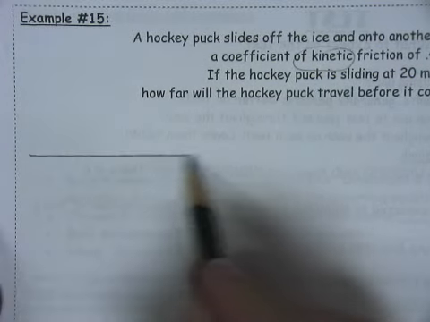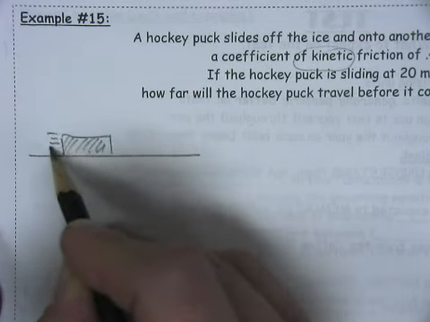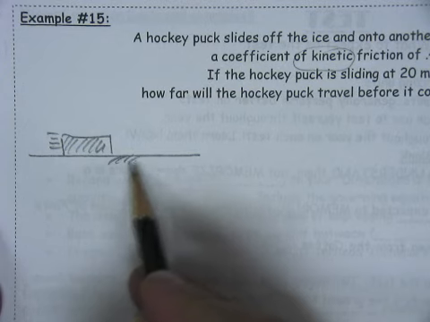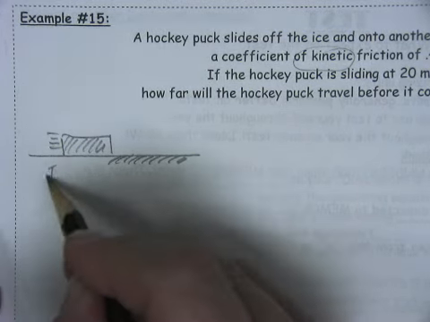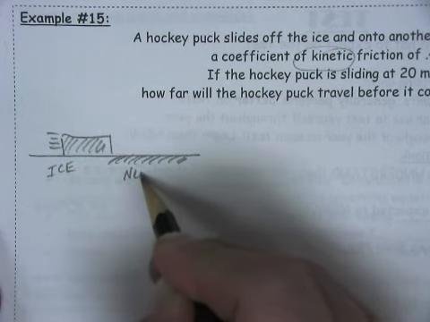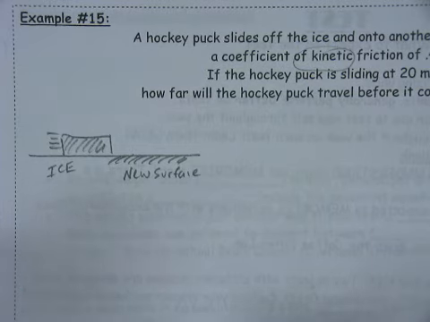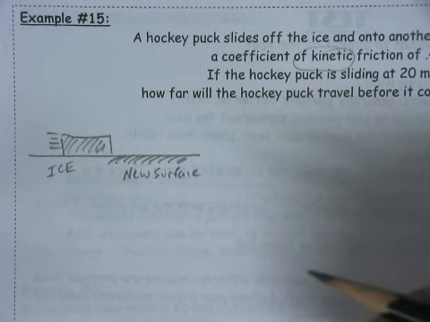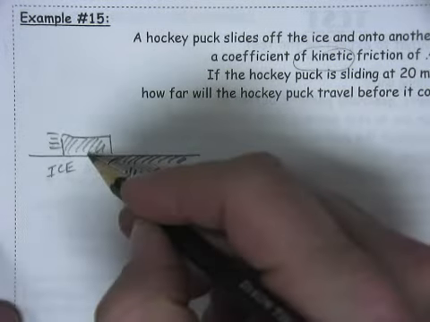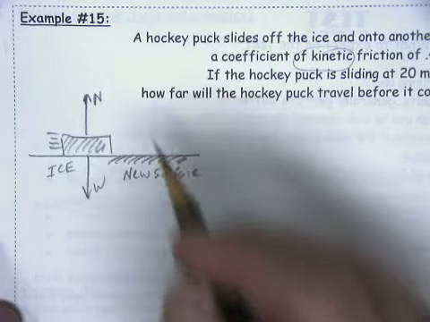So we have a hockey puck, and here it is, and it's in motion, and we're going to say that it encounters a new surface. So it slides off the ice, so this is ice, and onto some new surface, and then it's going to come to rest. And so let's basically draw the forces. The question is what forces are acting on the puck as it comes to rest? Well, you know that we have weight, and the surface is pushing up, so that'll be the normal force.